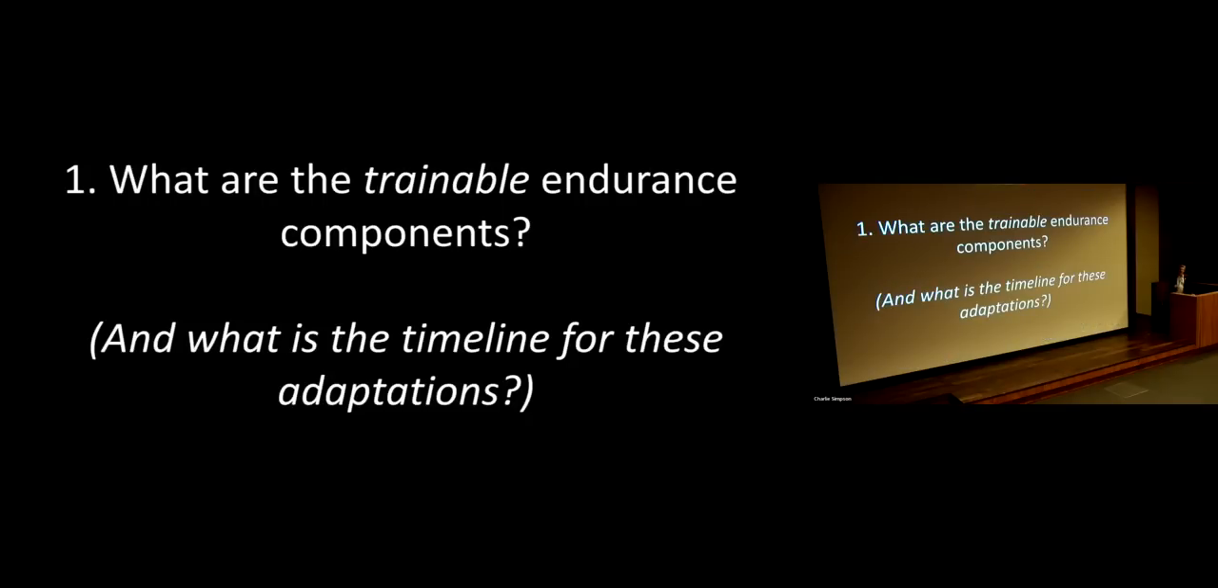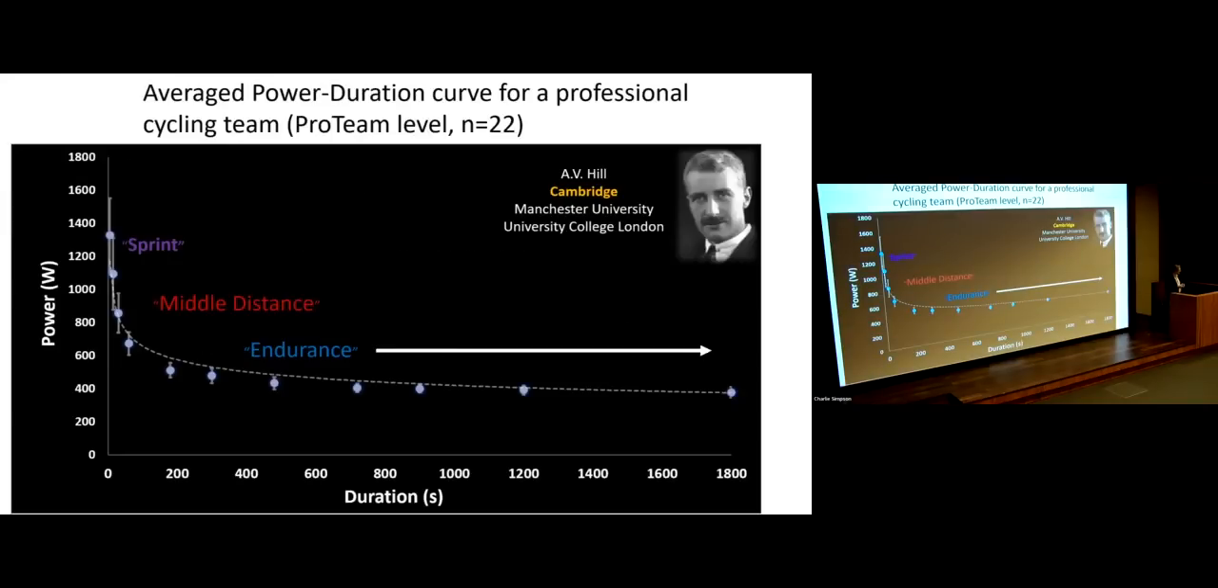And so we'll start with trainable endurance. What are the components? Let's just do a quick review. And then we'll try to think about, is there a timeline in terms of how these responses or how these adaptations occur? And we can go back to a Cambridge fellow, sorry, Oxford, A.V. Hill, already 100 years ago, painted a similar picture for the pace duration curve or the power duration curve. This is a modern version of it from cycling, to pro cyclists. But we see this basic curve, it's very reproducible, and it's a function of the duration of maximum effort.